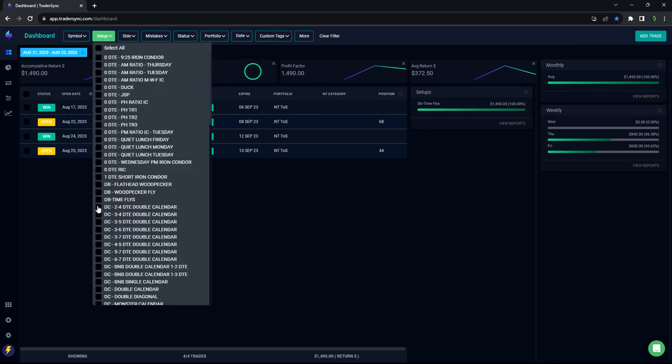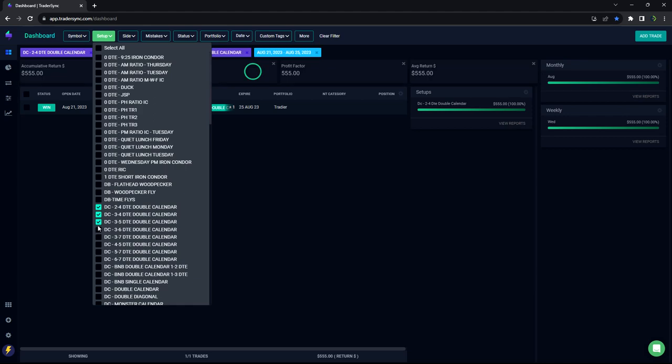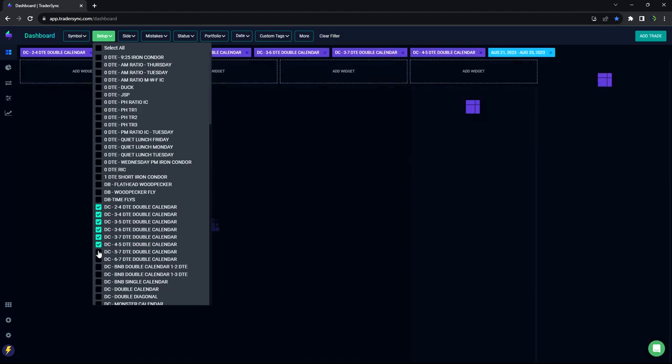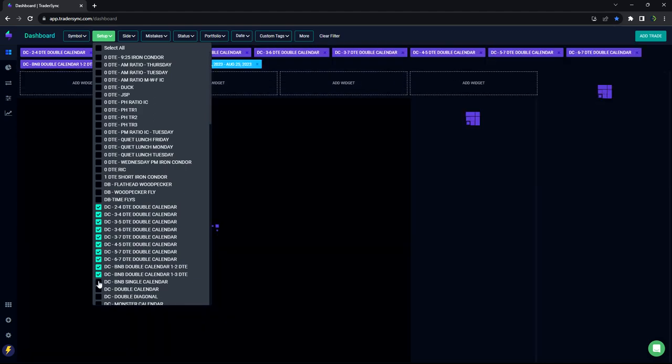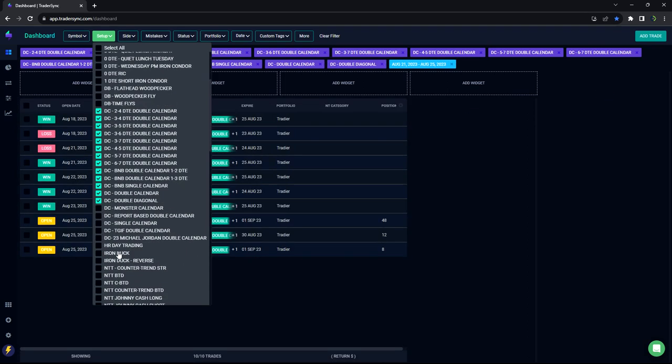Dynamic calendars. Pretty break-even week on calendars. Let me make sure I get all these checked.